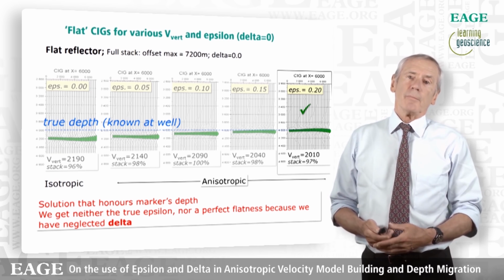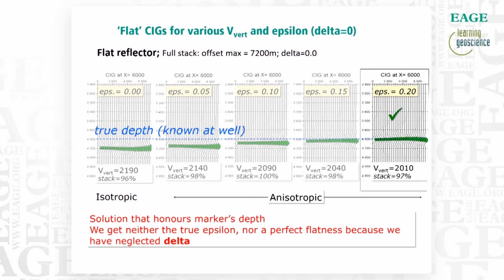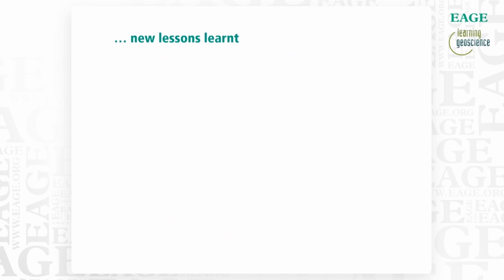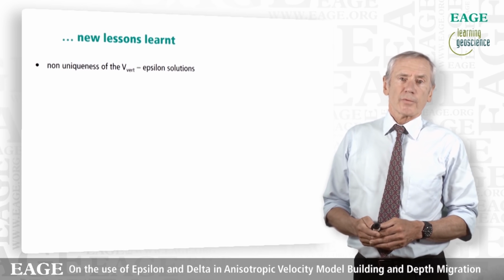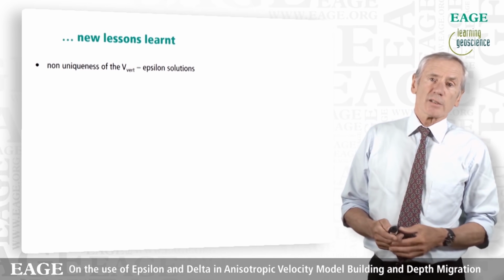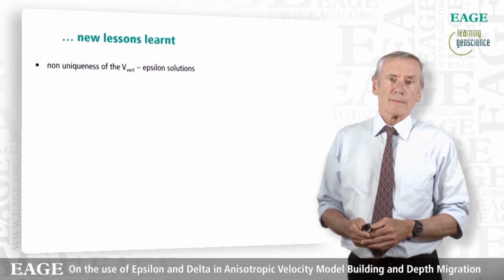Flatness is not perfect, mainly because we have an epsilon, not a true epsilon, by the way. This is basically because we have neglected delta so far. So a few lessons learned from this exercise. Firstly, the non-uniqueness of the VVert epsilon solutions.